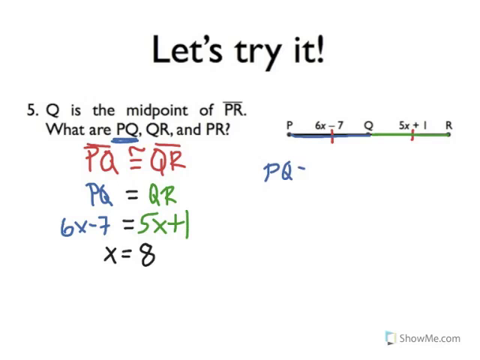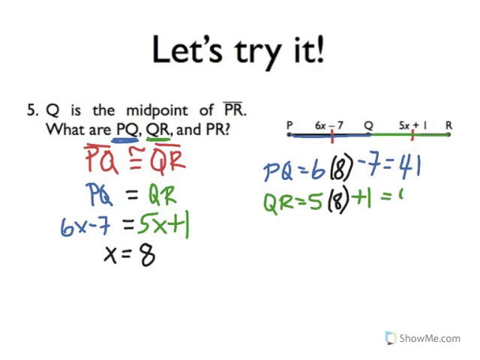Segment PQ is going to be 6 times the 8 that we found for x, minus 7. That is going to equal 41. Then we have QR, which is going to equal 5 times the 8 that we just found, plus 1, which is going to equal 41. Imagine that. The lengths are the same, just as we knew over here from the fact that Q was the midpoint and segment PQ was congruent to segment QR.